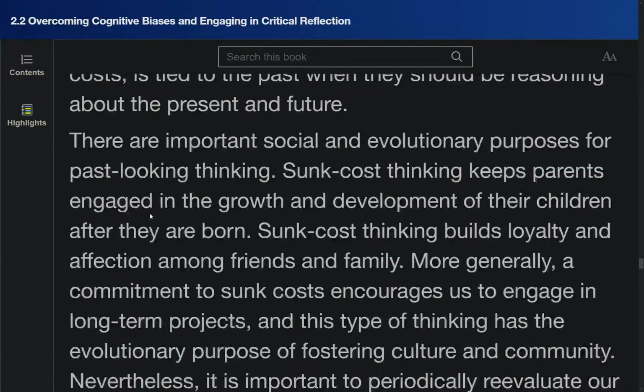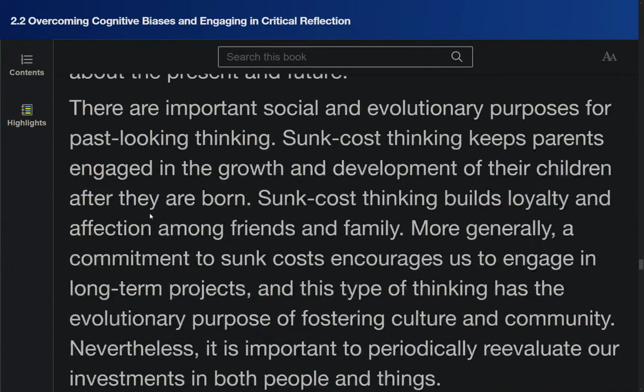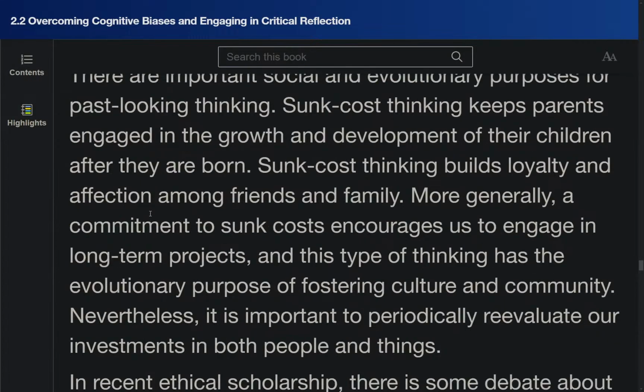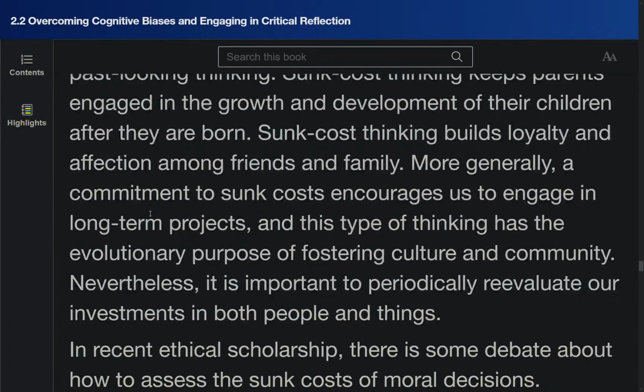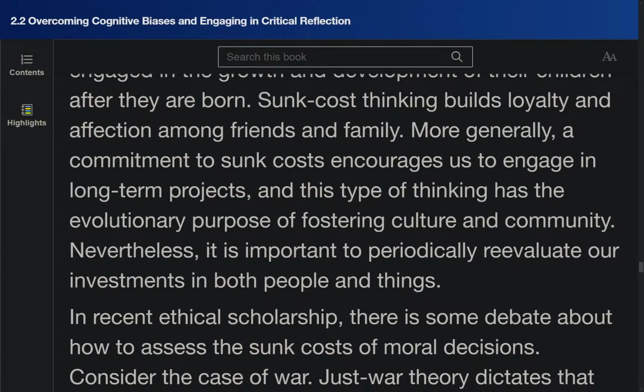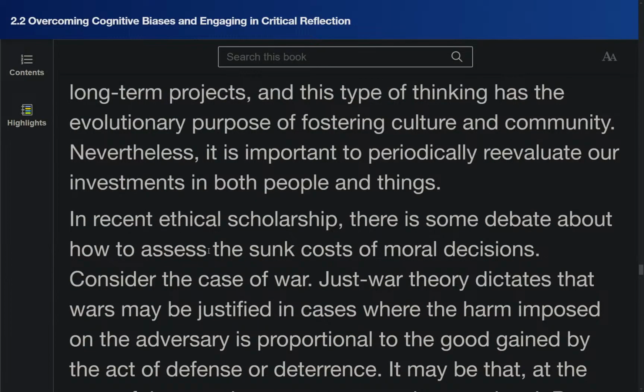There are important social and evolutionary purposes for past-looking thinking. Sunk cost thinking keeps parents engaged in the growth and development of their children after they are born. Sunk cost thinking builds loyalty and affection among friends and family. More generally, a commitment to sunk costs encourages us to engage in long-term projects, and this type of thinking has the evolutionary purpose of fostering culture and community. Nevertheless, it is important to periodically re-evaluate our investments in both people and things.